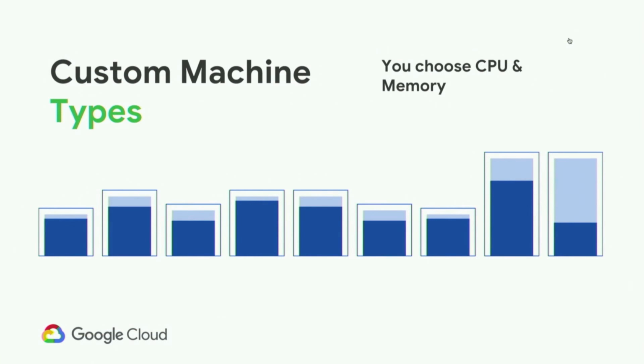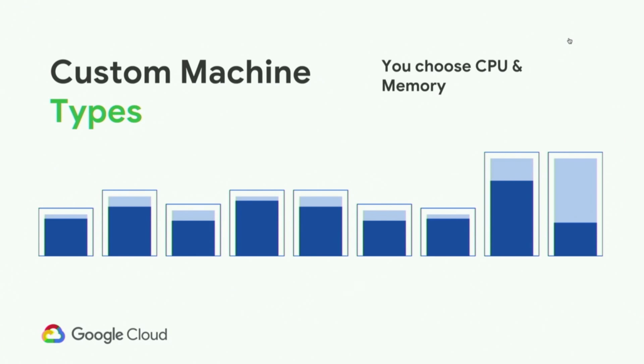With Google Compute Engine, we offer custom machine types. You can choose the number of cores and the amount of memory that you need, so you don't pay for anything that you don't. For example, that 16-core 40 gig VM that I mentioned in the last slide, sure, you can run that on Compute Engine.